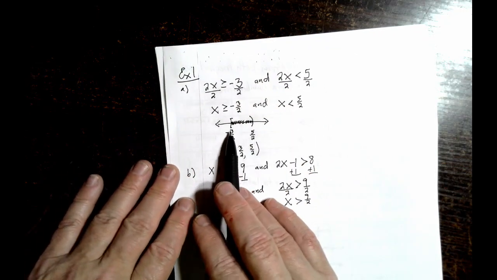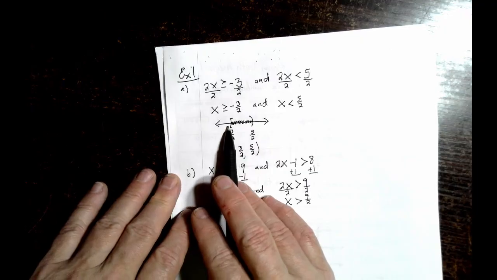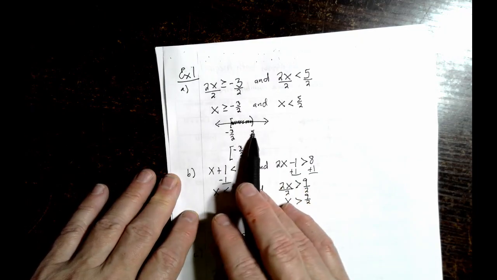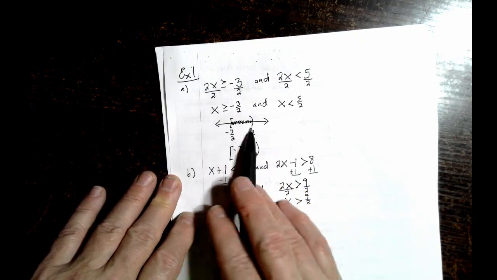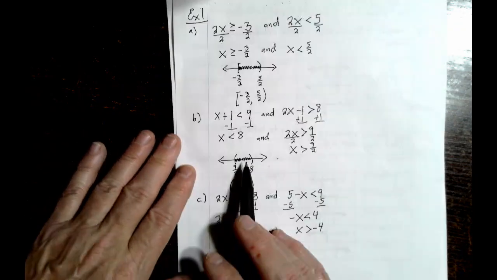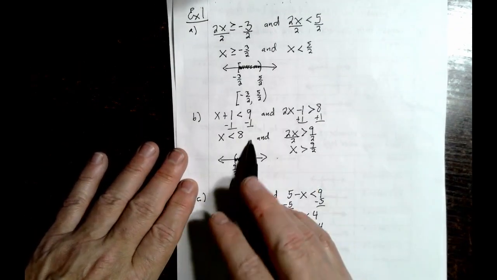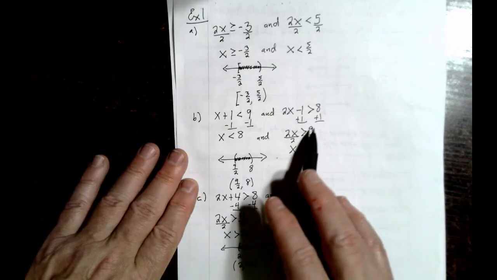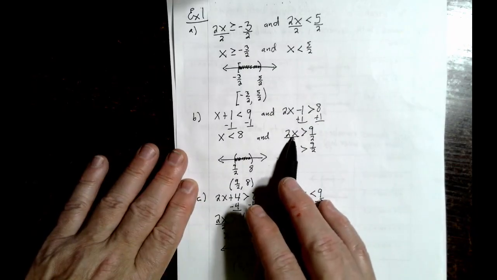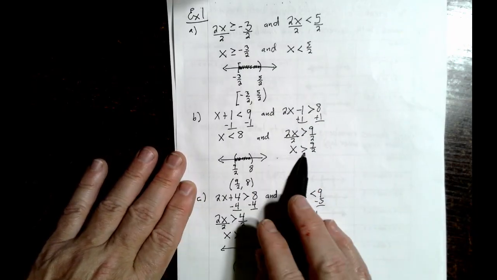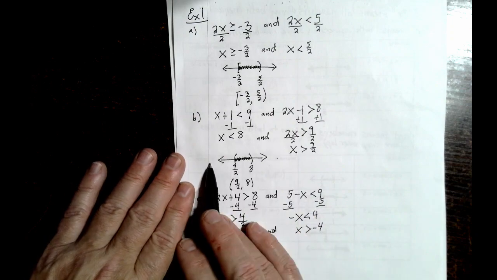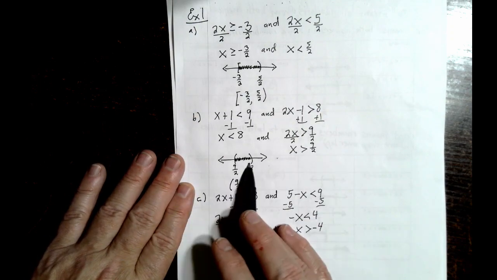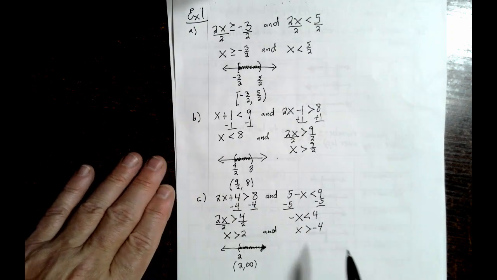And then we're talking about greater than or equal to negative 33 halves and less than 5 halves, so it's all the numbers in between. And this one's an "and" as well, and when you solve it by subtracting 1, here you solve it by adding 1 and dividing by 2, you get these two answers here. So less than 8, but greater than 9 halves, so it's everything in between those two.